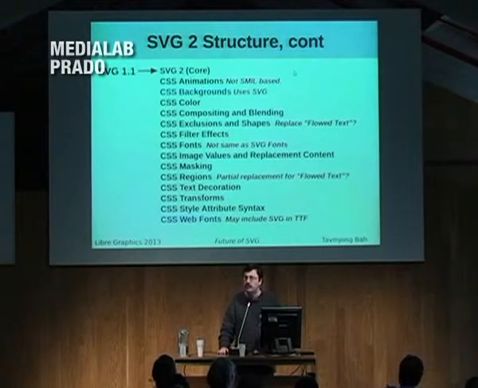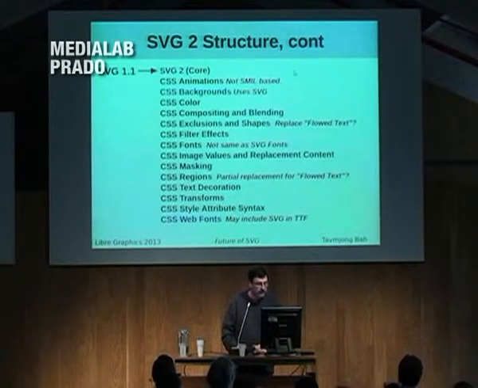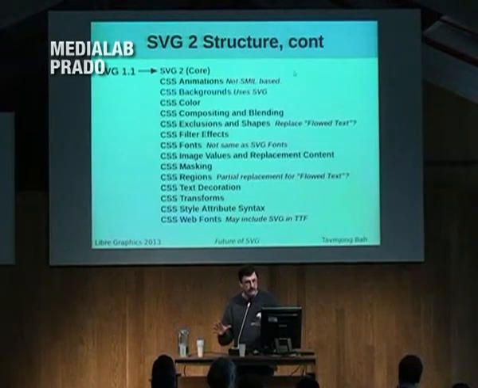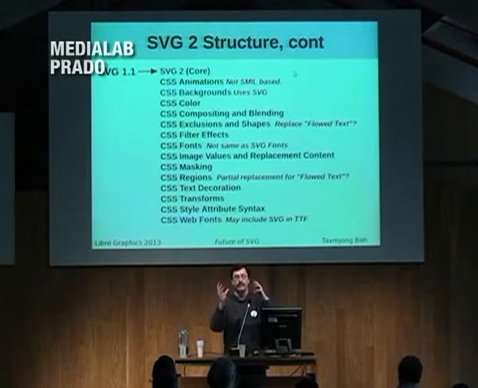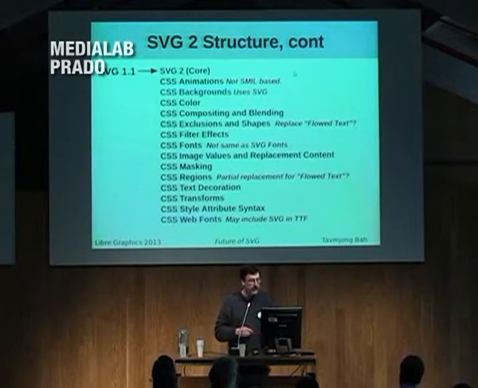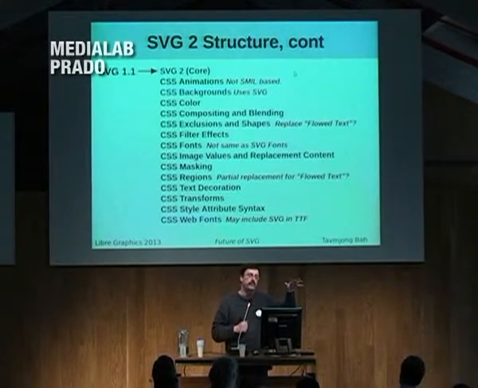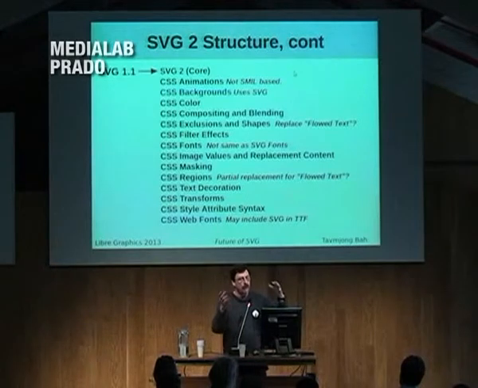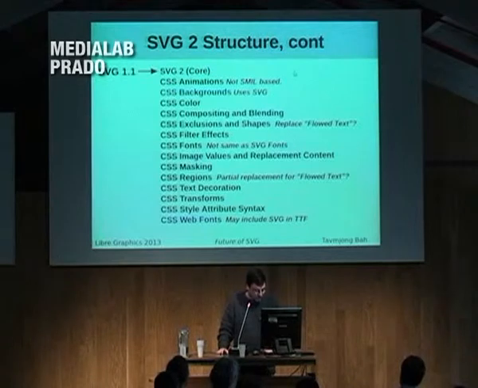CSS filter effects, for example blurring things or making a drop shadow, have been removed from SVG and are now in their own specification. CSS fonts, the way of specifying a font, is not the same thing as SVG fonts. SVG fonts are about the actual design and being able to animate the fonts and do all kinds of crazy things with them. CSS fonts is more about specifying I want to use this font, and if it isn't available, I'll fall back to this font, or this character is not available, or maybe I want to use all caps. That's in the CSS font specification.